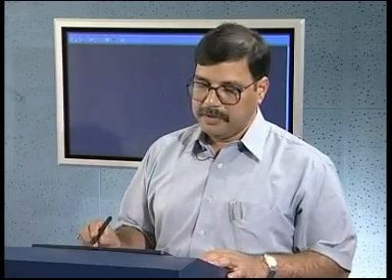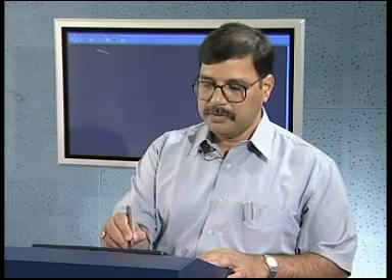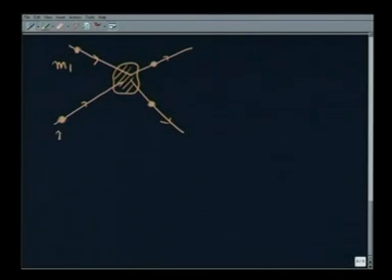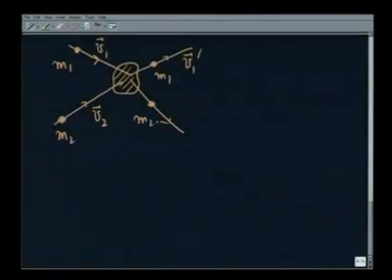As the first example, I am going to take two particles colliding with each other and going out. Let the particles be m1 and m2 masses. This is coming in with velocity v1, this is coming in with velocity v2, this is going out with velocity v1 prime, again m1, and m2 goes out with velocity v2 prime.